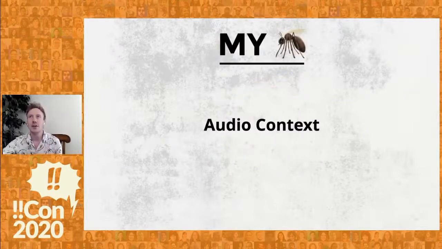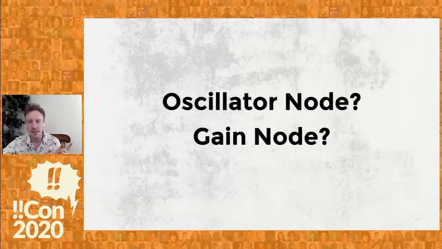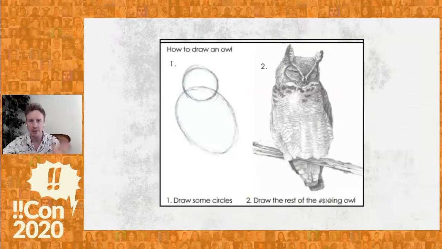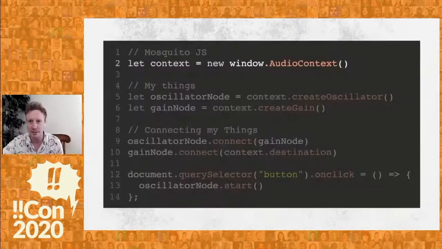Now, to get noise from the web audio API, you need a couple more things. I need an oscillator node and a gain node. And don't worry, I'm not going to owl you here. I'm going to go back and explain these. But the reason that I want to do it this way is because this is how I built it. And then I kind of reverse engineered backward towards making the Mosquito.